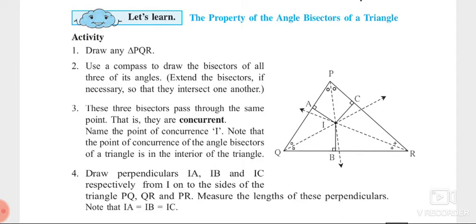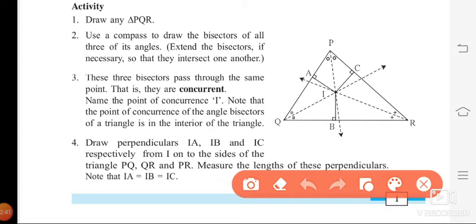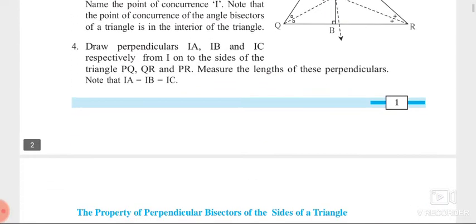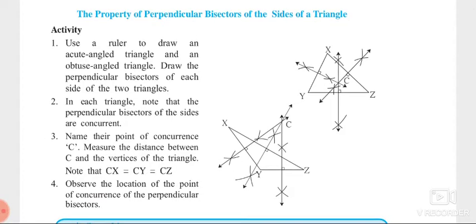Now next thing, here we had learned that it is equidistant. That point is equidistant from the sides. So IA, IB, IC. See here, IA, IB and IC are equal. Now the next important property that we learned is the property of perpendicular bisectors of the sides of a triangle.